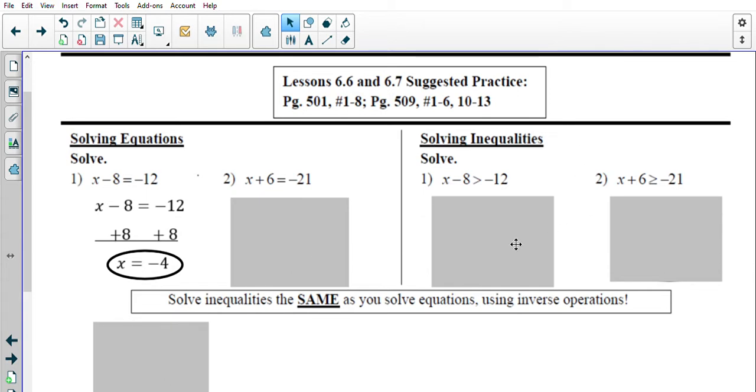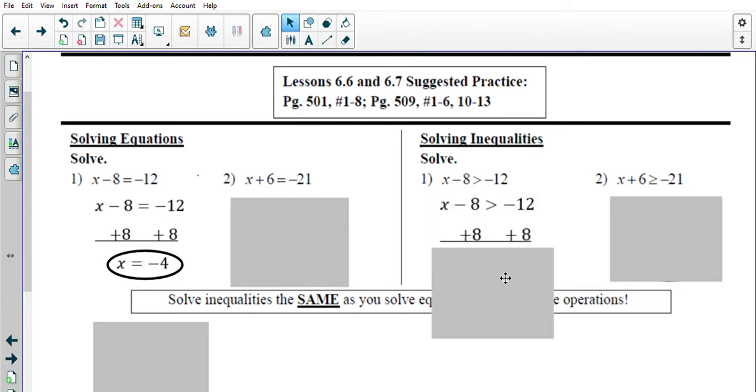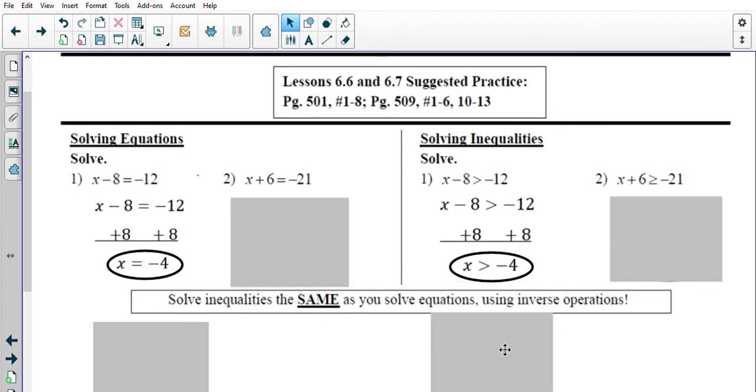Now let's look on the right-hand side at the inequality that looks the same as this equation, number 1. X minus 8 is greater than negative 12. We're going to solve this the same way because the inverse of subtracting by 8 is still to add 8. So we're going to add 8 to both sides. We're going to be left with x, not equal to negative 4, but x is greater than negative 4. Just bring your inequality symbol straight down. But notice how we're going to solve our inequality the same as we do an equation using those inverse operations.